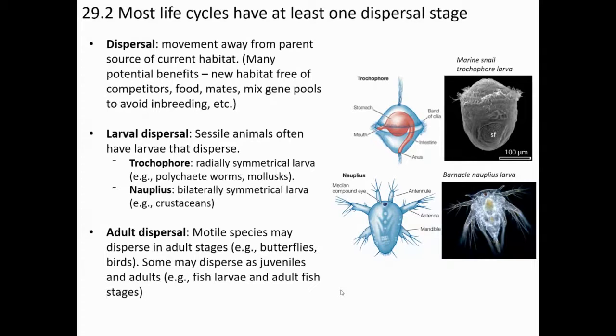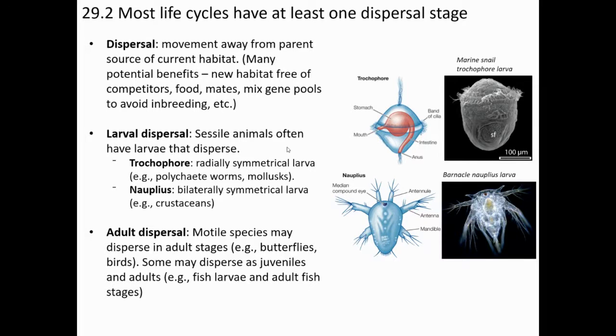Now, one of the benefits of larvae is that they allow dispersal. Dispersal is the movement away from the parent source or a current habitat. It's got some benefits associated with it. There are risks, but also benefits. Some of the benefits are that you can move to another free habitat if yours is getting too full, disperse to new locations, and also it allows you to interact with other population components, and so it reduces inbreeding. You're mixing the gene pool.